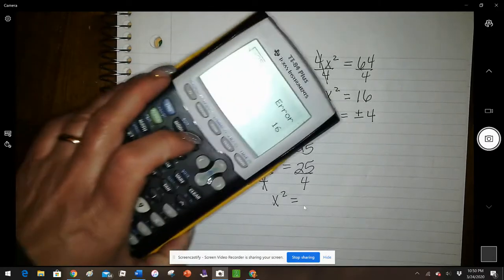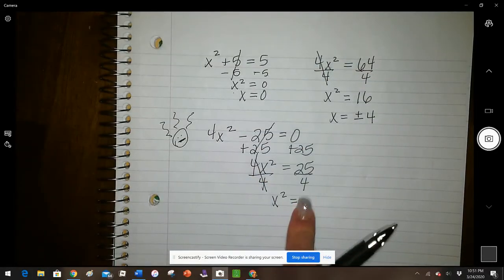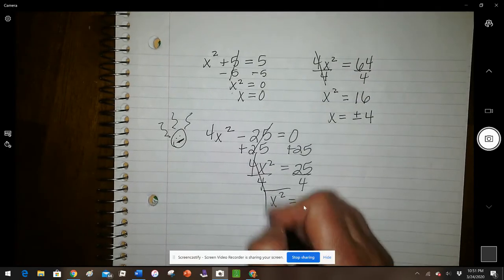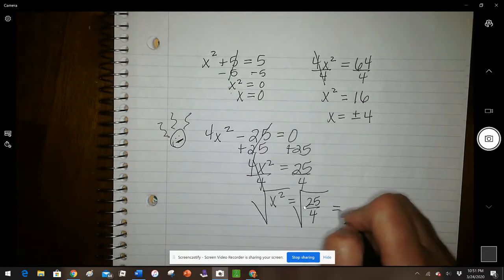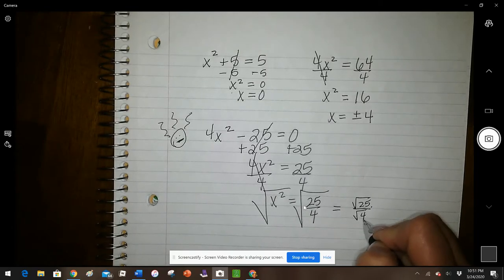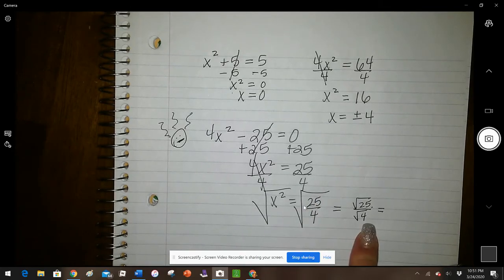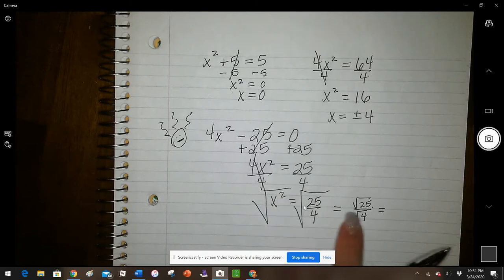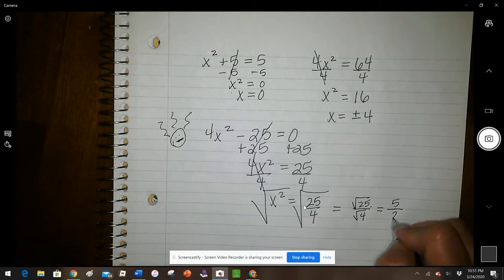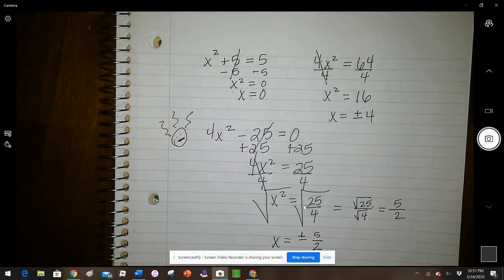You know what? No calculator on this one. This is going to be much, much faster without the calculator. Okay, so if I have 25 over 4 and I go square root both sides, I'm just going to pull this apart. I'm going to do the square root of the top and the square root of the bottom. Now, you could probably come up with this answer a lot faster than it's taken me to explain it to you. So when it's in a fraction, pull it apart. Okay, what's the square root of 25? 5. What's the square root of 4? 2. So x is going to equal positive or negative 5 halves.